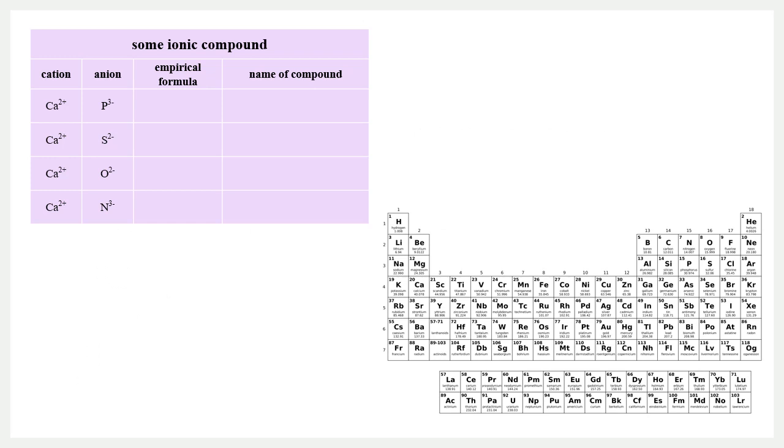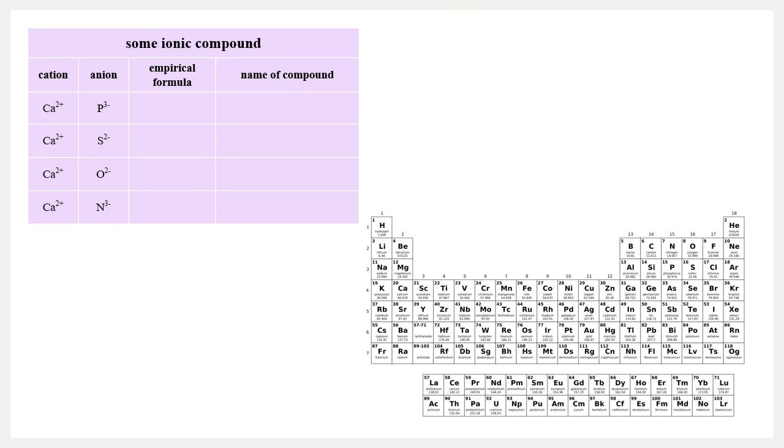The formula of a compound is when all of the charge of the cation is equal to all of the charge of the anion. So we have to figure out how many cations we would need and how many anions we would need in order to have an overall neutral compound.